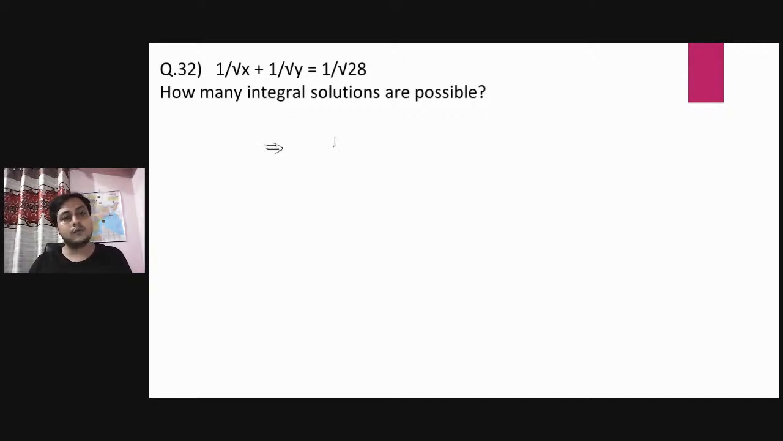This is what? 1 by root x plus 1 by root y equals to 1 by root 28. 1 by root 28. So first solve this one, root 28. Root 28 is what?